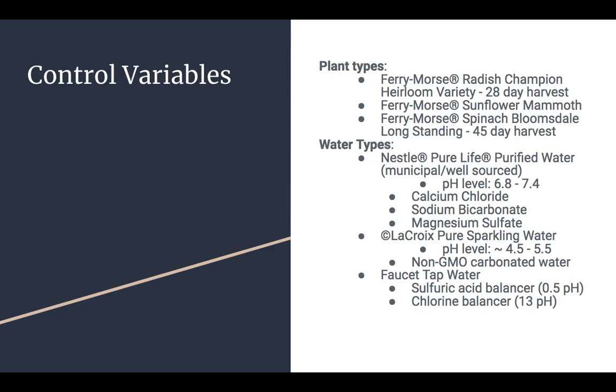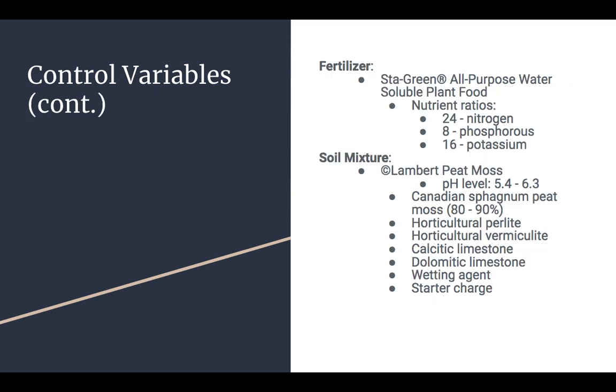To be thorough, here is a list of all variables and their makeups, which is also going to be continued on the next page. So the different plant types that I used from seedlings, the water types, the fertilizer and soil mixtures.